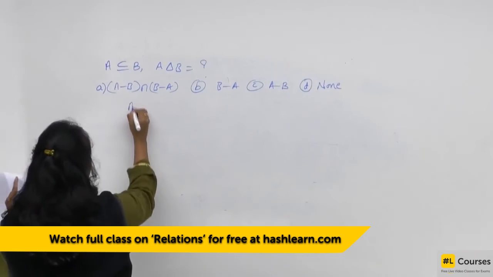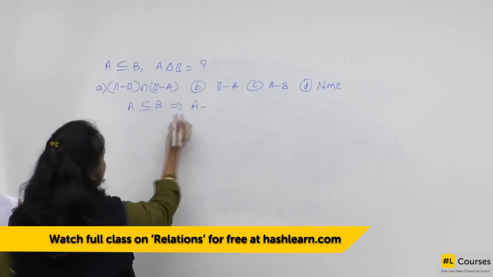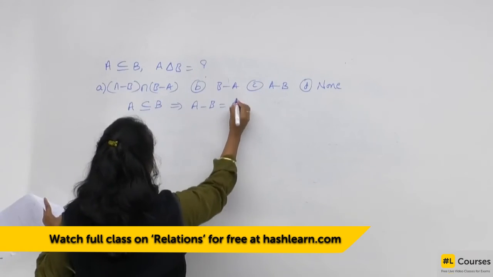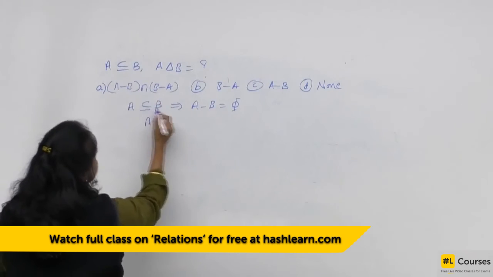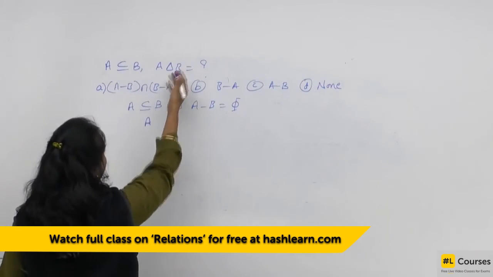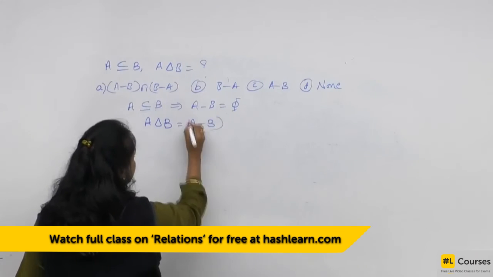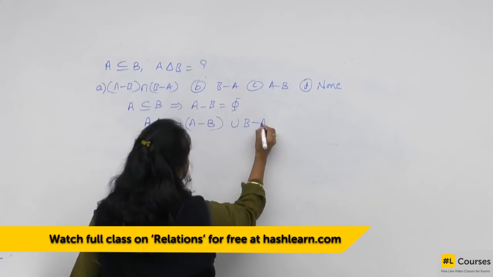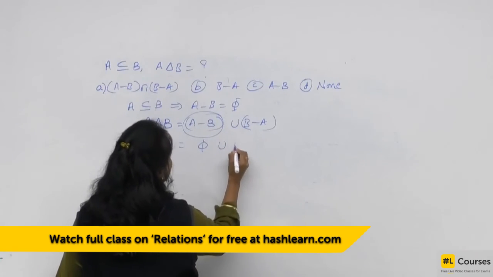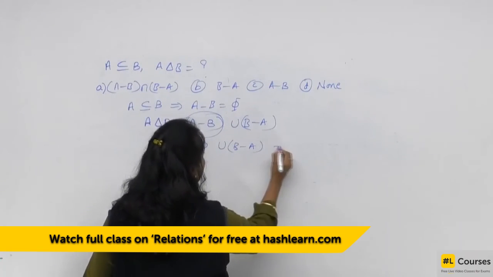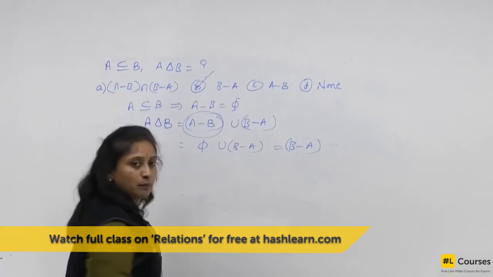And here, children, when we say A is a subset of B, this implies that when you subtract, A minus B gives the null set, is it not? So this is the condition we are using. Now I have to find out A delta B. The A delta B formula is A minus B union B minus A. Now since this is phi union B minus A, it will be equal to B minus A itself. So the answer was option B.